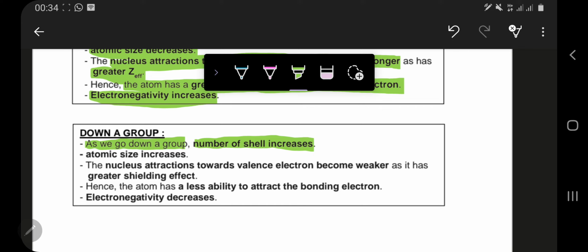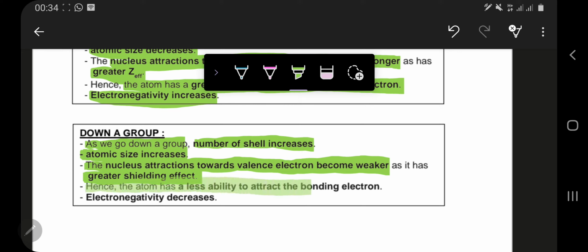But when we go down a group, the number of shells increases. Shell means principal quantum number or number of energy levels. So it causes atomic size to increase. Therefore, the nucleus attraction towards valence electron becomes weaker. Therefore, it has greater shielding effect. Hence, the atom has less ability to attract the bonding electrons. Therefore, electronegativity decreases.